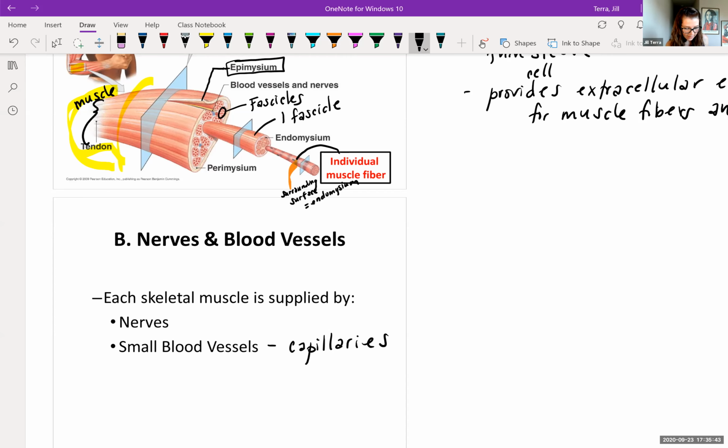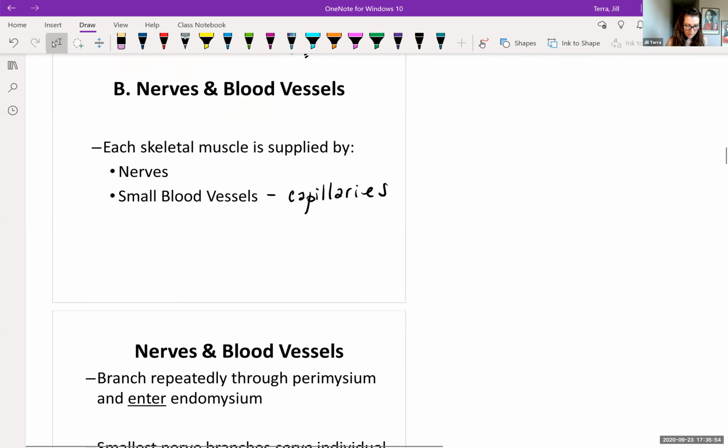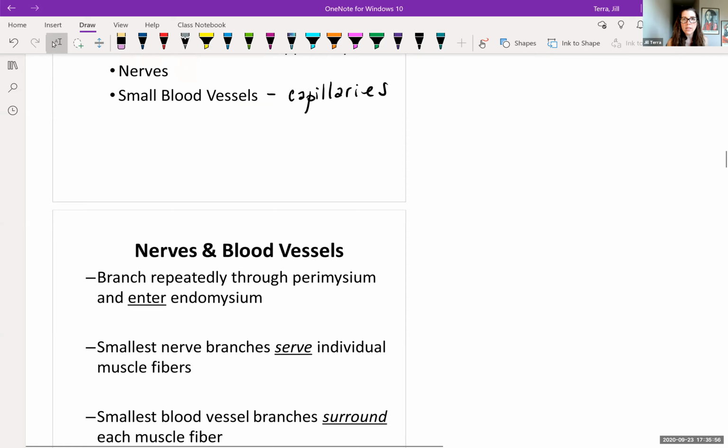And in fact, the blood vessels, the small capillaries, actually travel through the endomysium to reach every single muscle fiber. Okay, and I'm going to show you a picture of that. So these nerves and blood vessels branch repeatedly to get really super tiny, and they branch through the perimysium and enter into the endomysium tissue.